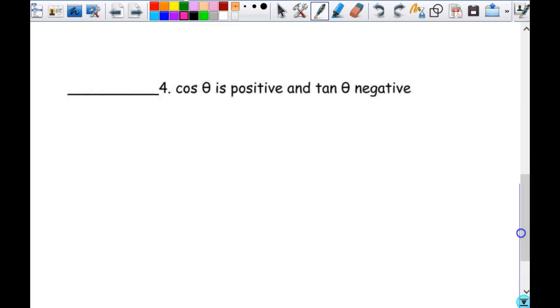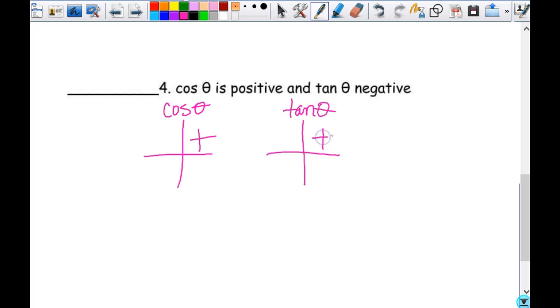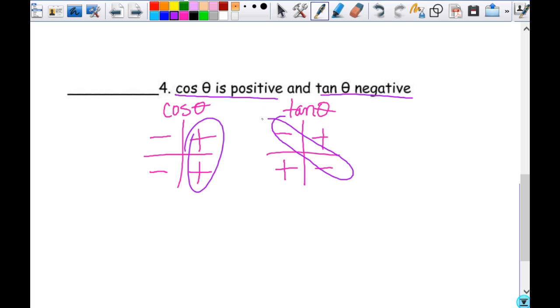And then cosine theta and tangent. So cosine, they're all positive in quadrant 1. Then this sign is only positive, so that means it's negative, negative, positive. Tangent is only other positive here, so those are negative. Now what I'm looking for is cosine to be positive, tangent to be negative, and where do they overlap? 4.